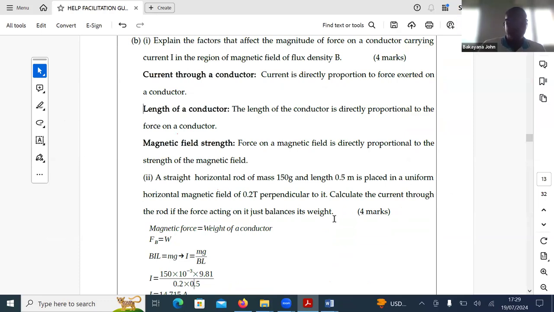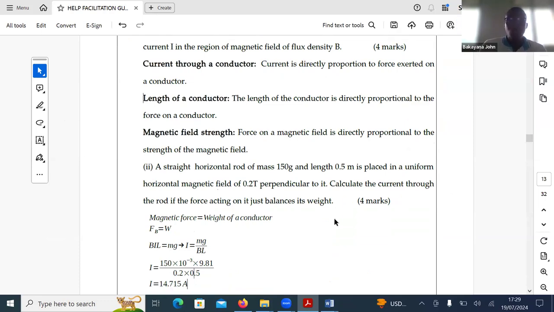We are given the length. The magnetic field is measured in Tesla, that is the magnetic flux density, and perpendicular to it. So remember, if we're asked to find the current through the rod, if the force acting on it just balances.